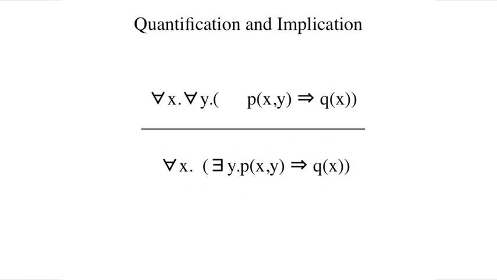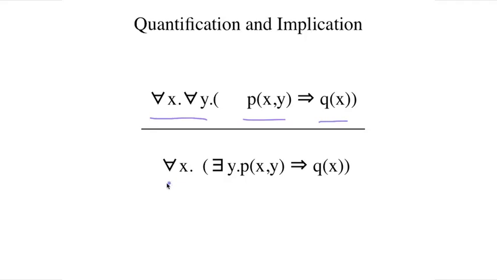In this section, we use our proof system to prove some basic results involving quantifiers. While doing so, I will also demonstrate the proof editor you will use this week. Given for all x, for all y, if p of xy, then q of x.